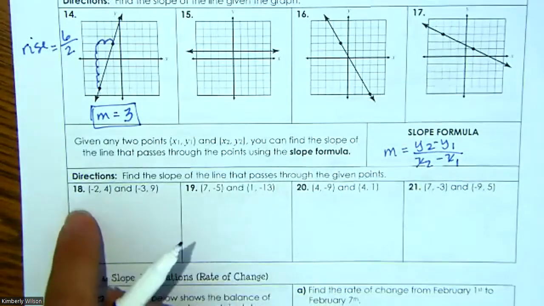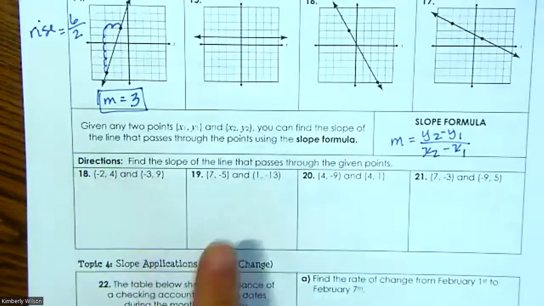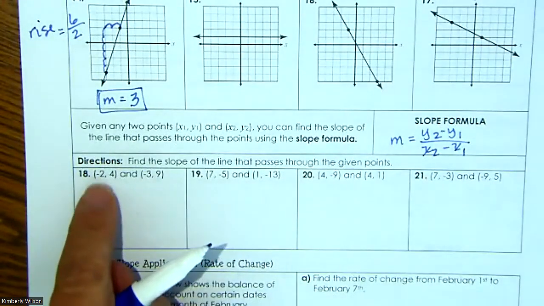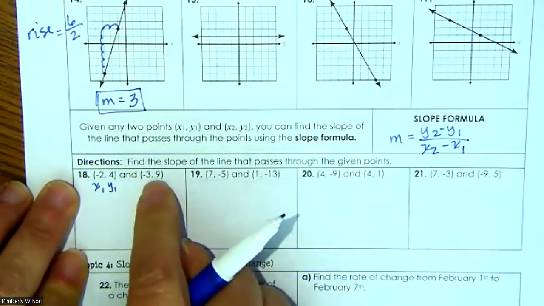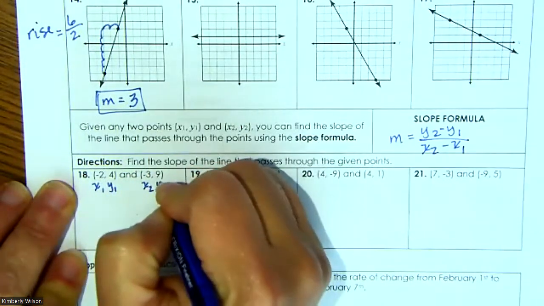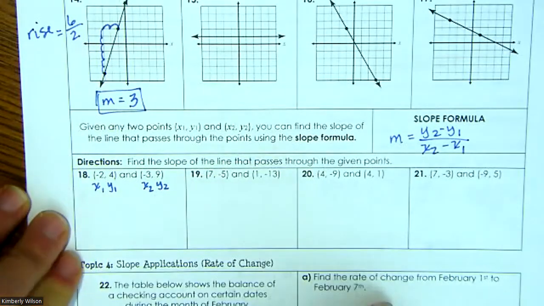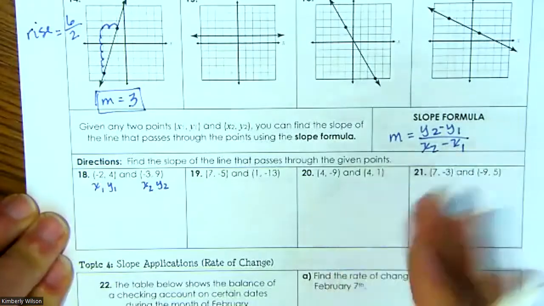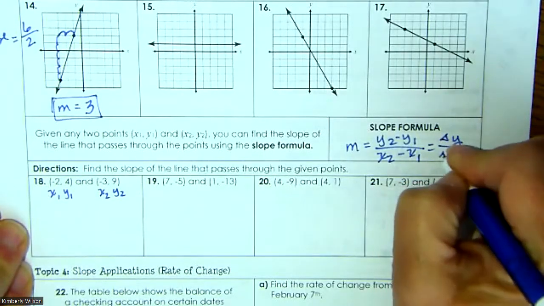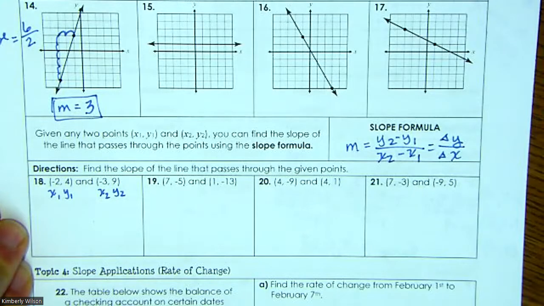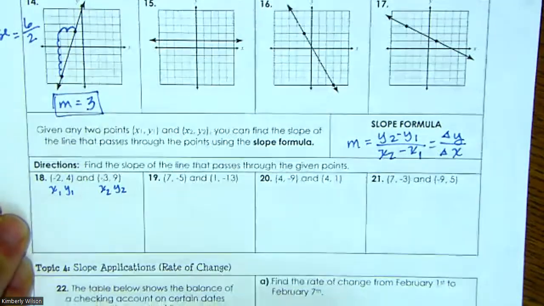So let's work one. We're going to work number 18. As you read, this is the first point, so this is x sub 1, y sub 1. This is the second point, so this is x sub 2, y sub 2. And now I plug into my formula. You'll notice, and maybe remember, me shortening this to the change in y over the change in x. And guys, if I'm going fast and you get stumped, I'm going to put the video in Edpuzzle or share it with you so that you can watch this video and go over and over with it, okay?